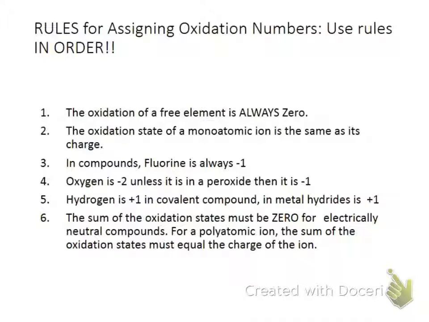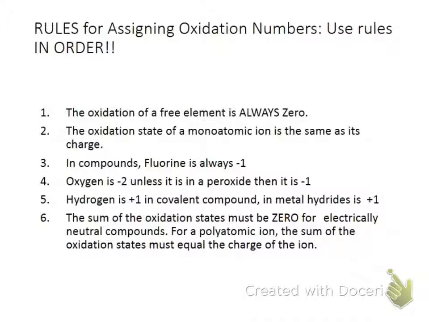First rule is that the oxidation number of a free element is always 0. So if I have aluminum by itself, it's 0. If I have copper by itself, it's 0. Also, if I have one of the diatomics, like oxygen, nitrogen, the Brinkelhofs, remember in their free state they're diatomic, but they would have an oxidation state of 0. So that would stay the same.